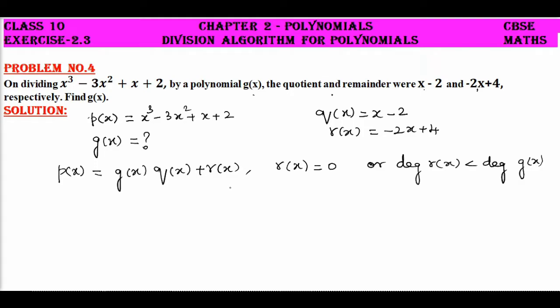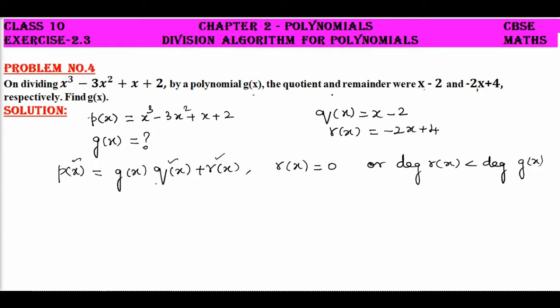Now using this, how can we find this g of x? Consider this expression. In this expression, you have 4 polynomials p, g, q and r, among which I know 3 polynomials. P of x, q of x and r of x all are known polynomials. They are given in the problem itself. And our duty is to find only g of x.